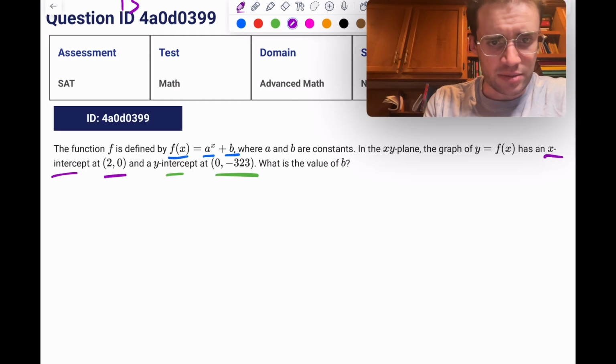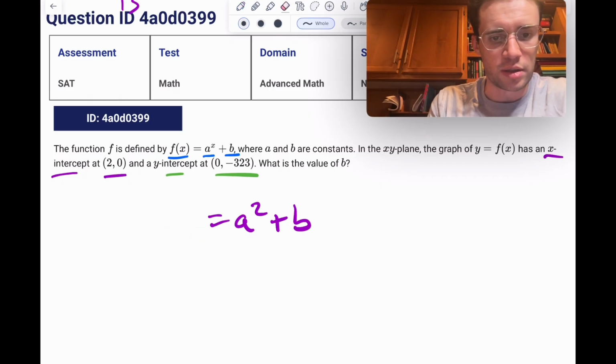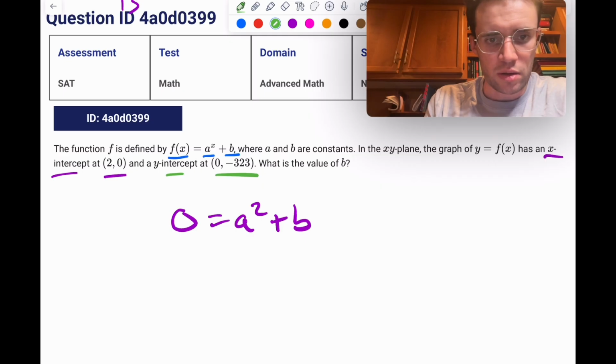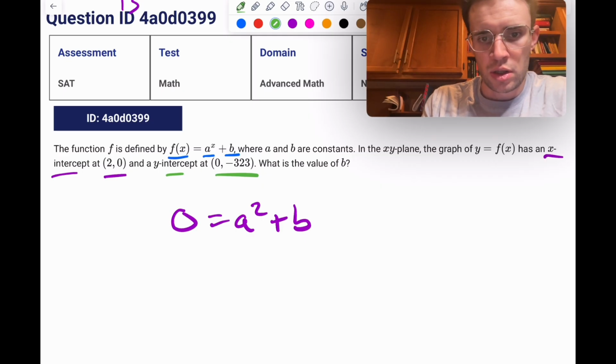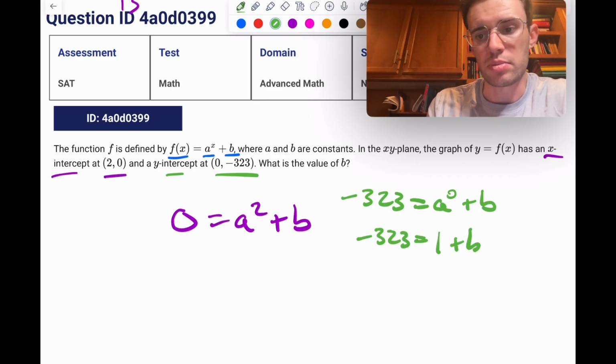We plug these in, I guess. We could say when x is 2, your output is 0. So f of 2 is equal to a to the 2 plus b, and f of 2 should be 0. That's the first part. And then for the y-intercept part, that's when your x value is 0. You get an output of negative 323. So a to the 0 plus b, which a to 0 is 1. So you get negative 323 equals 1 plus b.